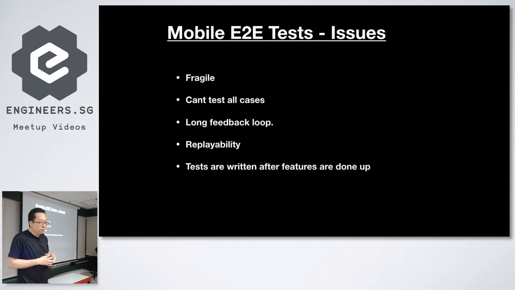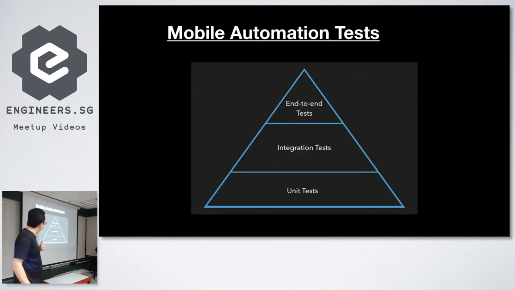At the same time, what I noticed is that a lot of end-to-end tests for mobile are actually written after the features are done. That means code has already been merged. Who knows, there could be bugs, and we can only find out quite late in the development cycle. So these are some of the issues I observed, especially at work. And this is our favorite testing pyramid.